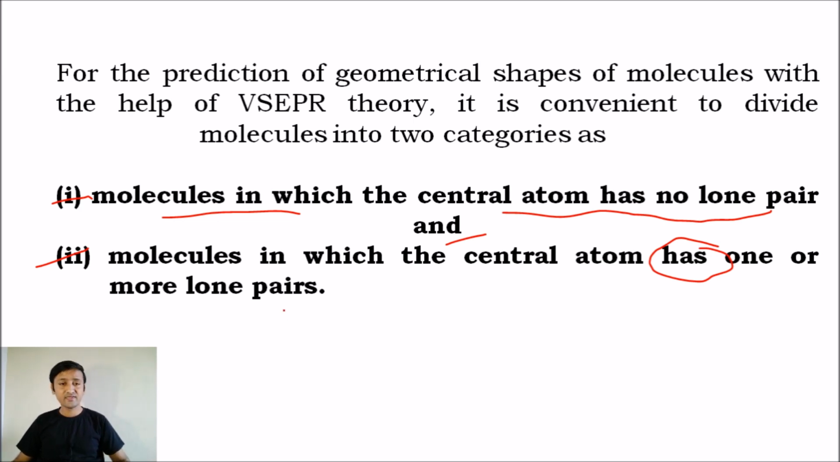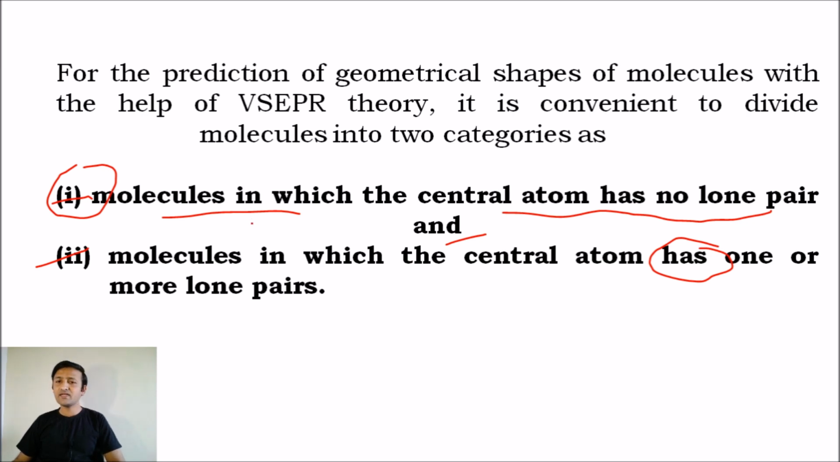Okay, so in this video I have taken only the first type, because I couldn't complete all the molecules as I'm taking 3D models. So I split it into part 1 and part 2. In this video we are taking only molecules in which the central atom has no lone pair of electrons.